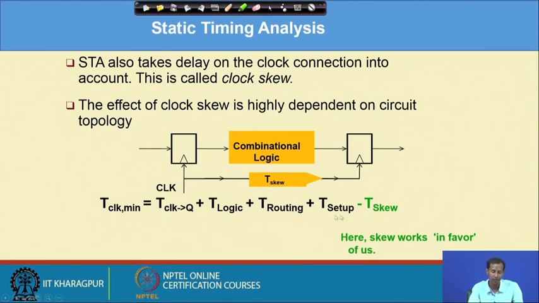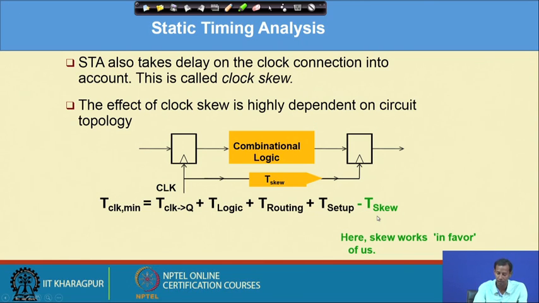Why, as I said in the beginning, this static timing analysis is done through the EDA tool automatically, right. So depending on these kinds of factors, the EDA tool itself automatically computes the corresponding values of T clock minimum considering each of these factors.